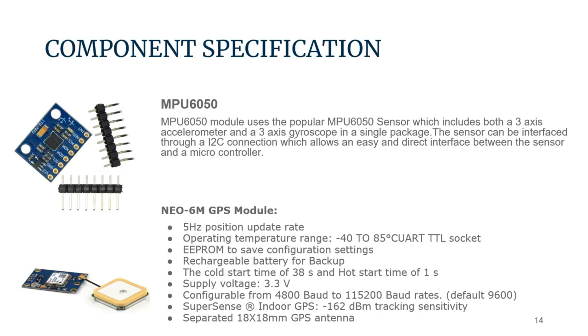The next component used is the GPS module. It has a 5 Hz position update rate. The operating temperature ranges from -40 to 85 degrees Celsius. It has an EEPROM to save configuration settings, and it has a rechargeable battery for backup. Supply voltage is 3.3 volts. It is configurable from 4800 baud rate to 115,200 baud rate, and the default baud rate is 9600.